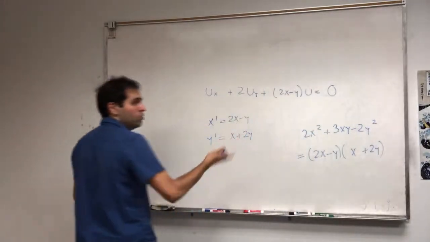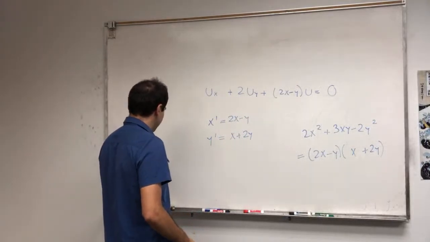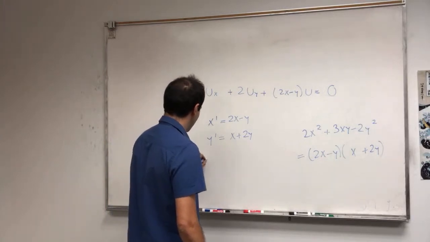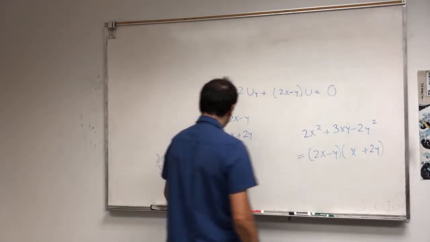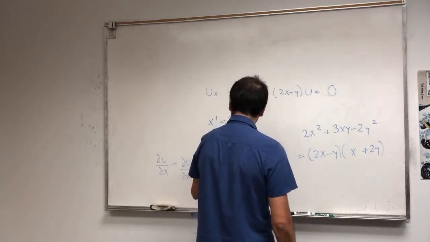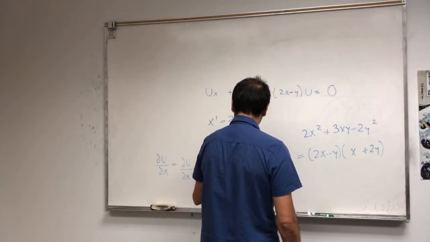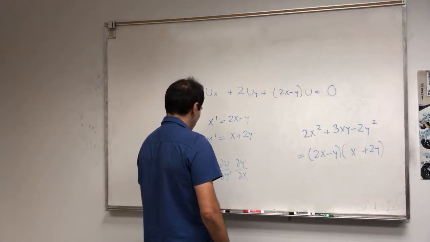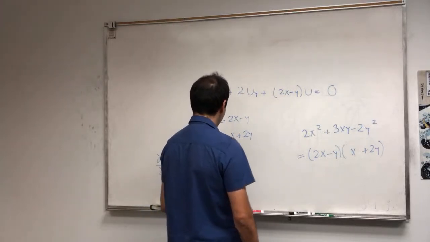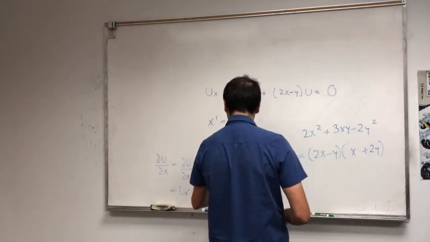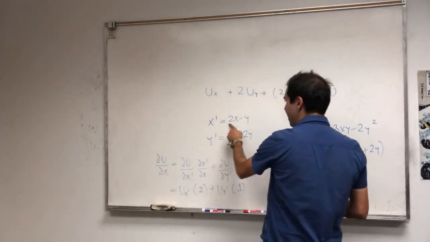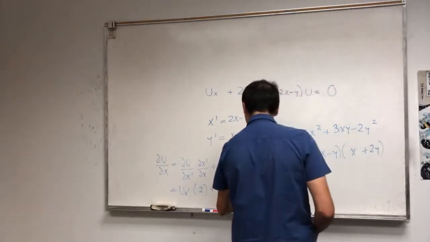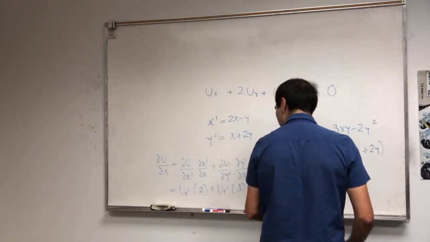And then all you do is use the chain rule. So du over dx becomes du over dx prime times dx prime over dx, plus du over dy prime times dy prime over dx, which becomes u_x prime times 2, plus u_y prime times 1. So we get 2u_x prime plus u_y prime.